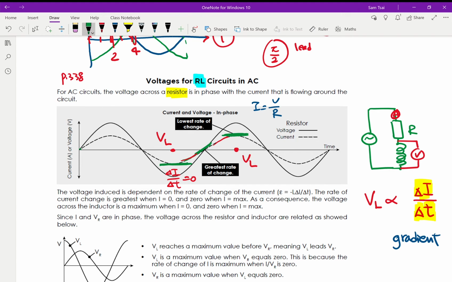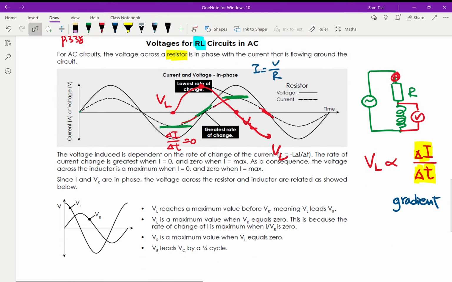Then here is the maximum gradient, so VL will be at a maximum somewhere. Then it decreases with a negative gradient in this area, so VL will be here. If we draw a diagram, this will be our diagram. That makes sense to you? I hope so. This is the main idea, and now we have some revision.